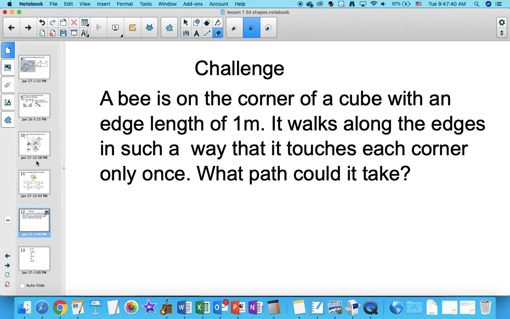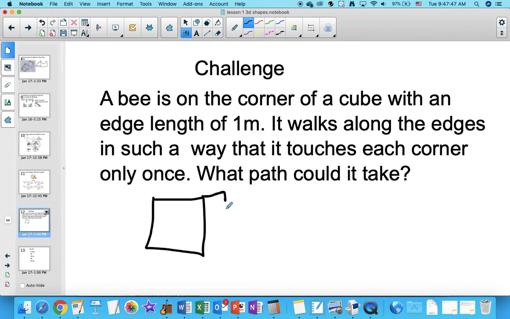And I want you to first draw a cube, right? Just as a bit of a hint, draw a cube. Doesn't have to be perfect. And then from there, draw a little bee, and draw a path along the sides to make sure that it touches each corner only once. And then draw that path.